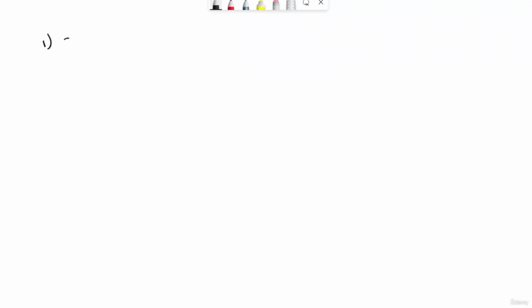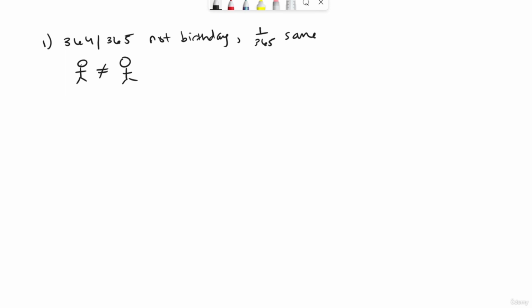Let's first start with this 364 out of 365 probability that not birthday means not the same birthday between any 2 people. Why is that the case? Well, if 2 people, I'm going to draw my 6 figures here, do not have the same birthday, I'm just going to use the not equal sign. Okay, 364 out of 365. Why does this make sense? Well, let's think about this. If there's a 364 out of 365 chance they don't have the same birthday, there's a 1 over 365 that it's the same. And why is that? Well, let's think about this.